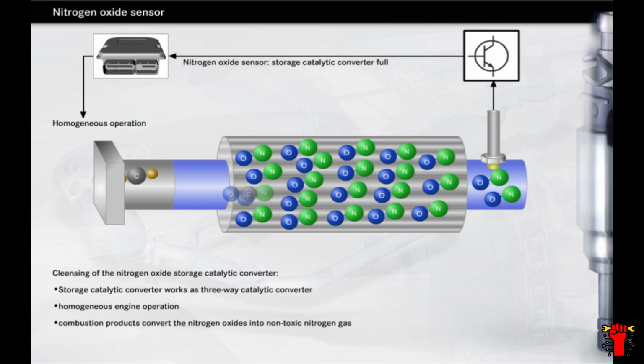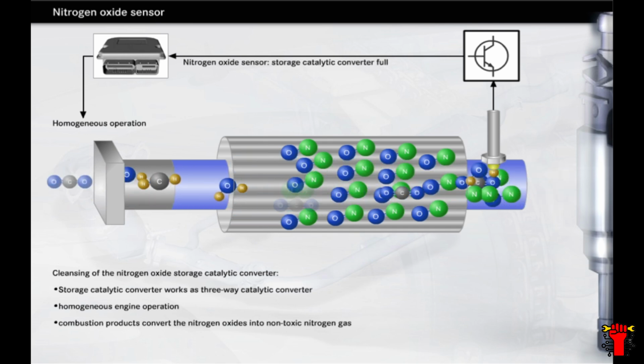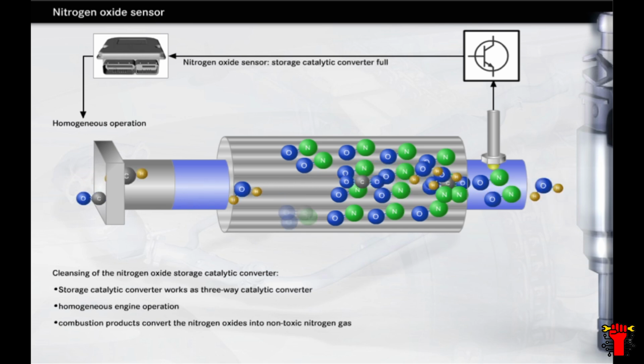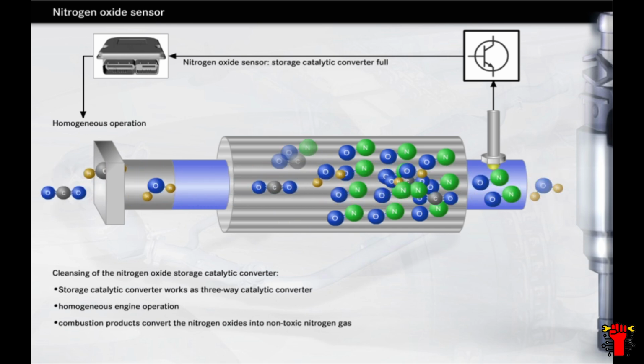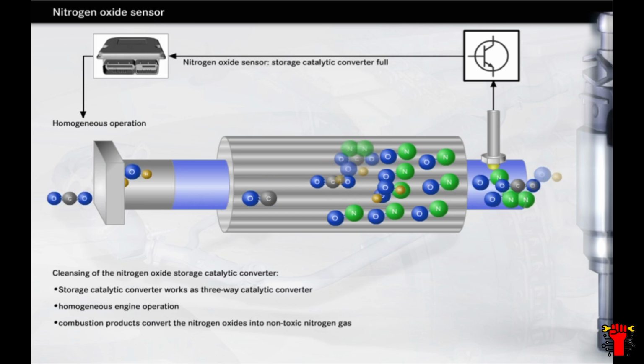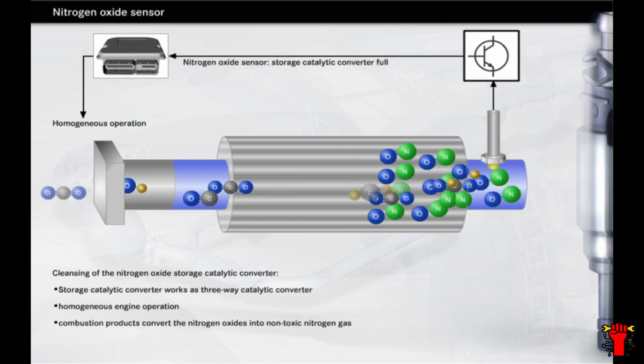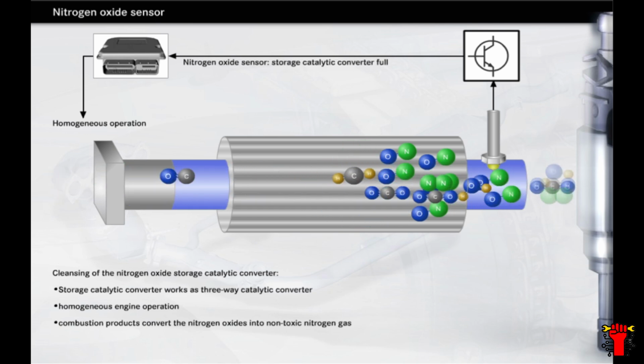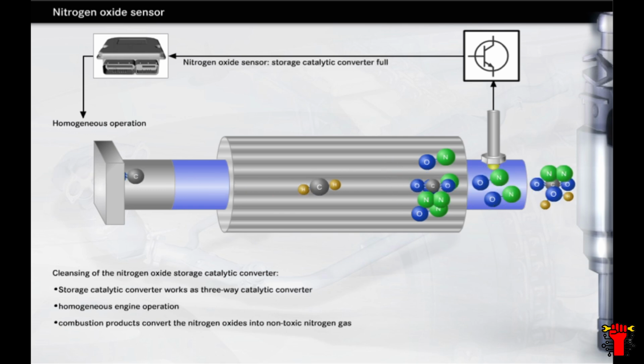Now other combustion products appear. These react with the nitrogen oxides, converting them into non-toxic nitrogen gas, which is then released into the atmosphere. The storage catalytic converter is of course also cleansed every time the engine switches into homogeneous mode to provide increased power.